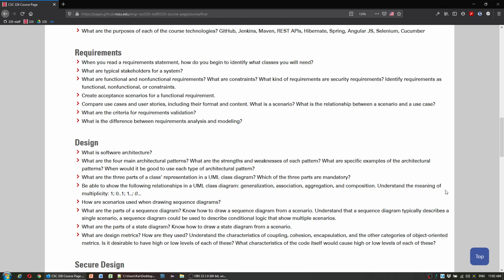What are functional versus non-functional requirements? What are constraints? What type of requirements are security requirements? And then identify them as each.